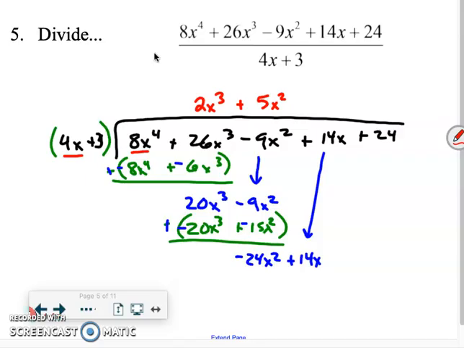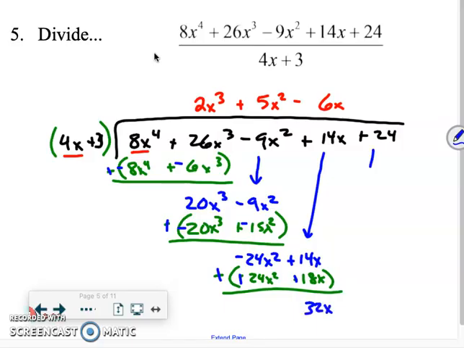And the process continues. 4x goes into negative 24x squared. We would say negative 6x times. Again, multiplying, negative 6x times 4x would be negative 24x squared. Negative 6x times 3 is going to be negative 18x. But again, this is a subtraction problem, so we have to add the opposites. 24x squareds are going to cancel. As for the 14x plus 18x, that would be 32x, and we're going to drop down the 24.